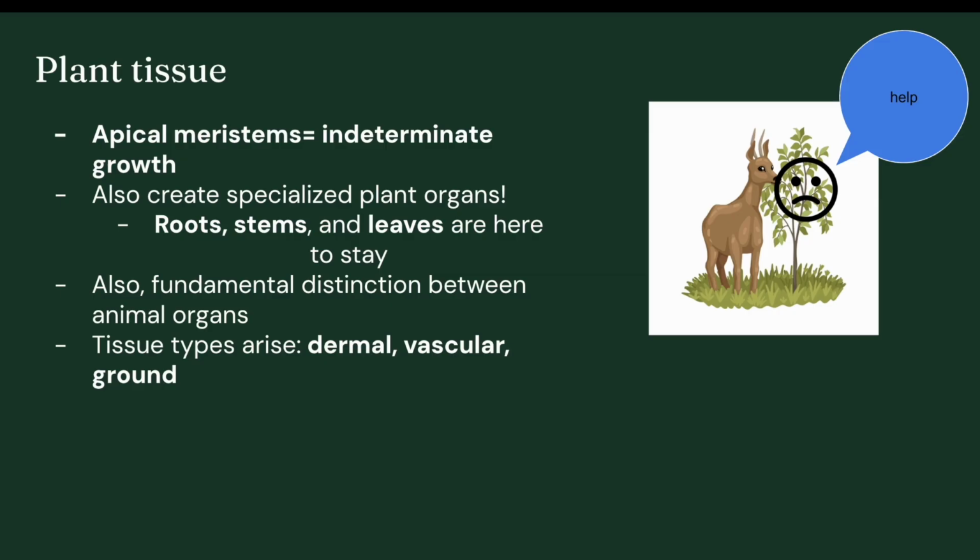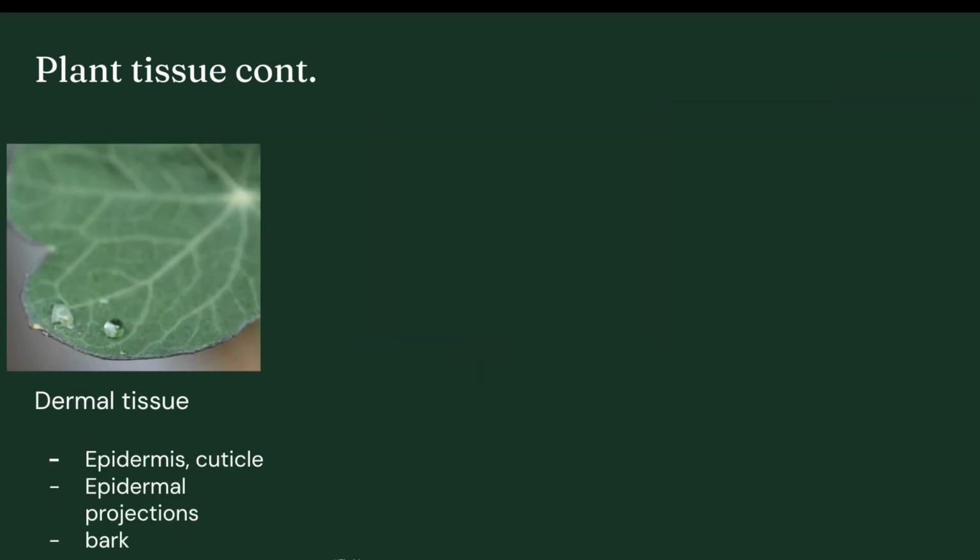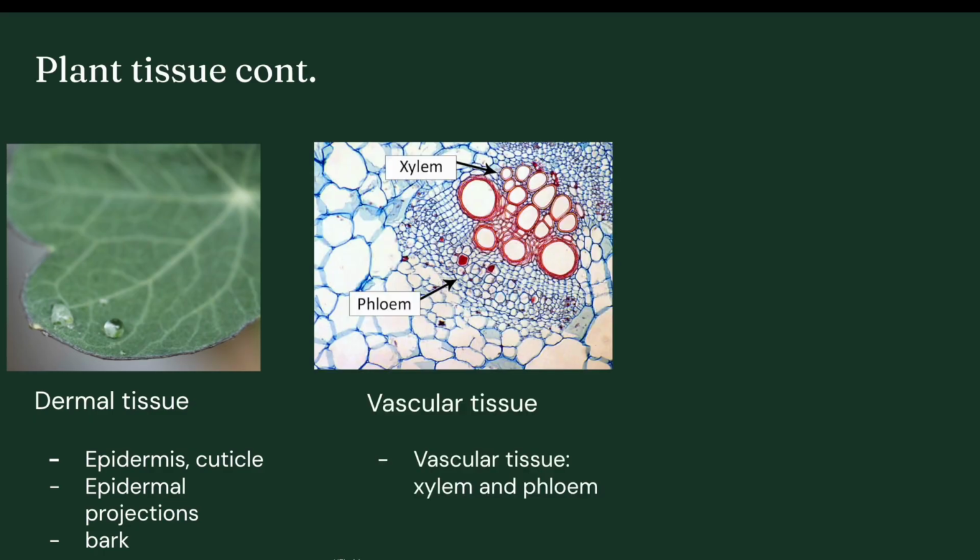All plant organs are comprised of three fundamental types of tissue, which are the dermal, vascular, and ground tissues. Dermal tissue is basically the skin of a plant. So the epidermis, the cuticle, which I talked about, any projections of the epidermis, like trichomes, which are like hairs, and also bark in woody plants. Vascular tissue we talked about already.